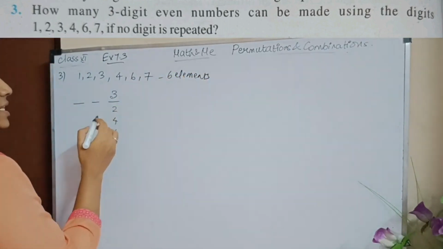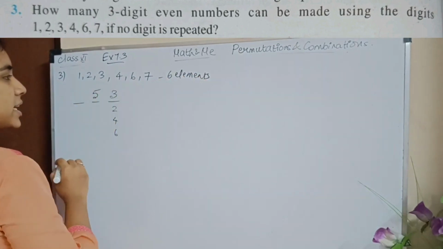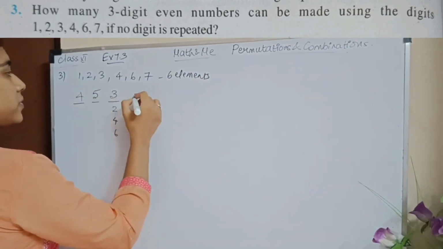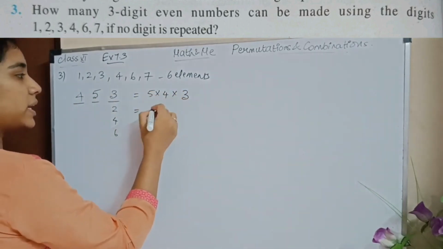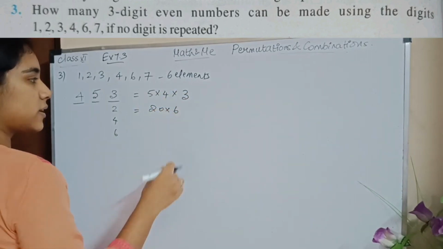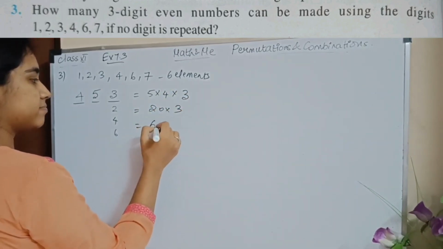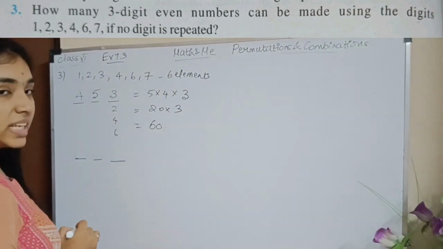For my tens place, 1 element is taken, so I have 5 more remaining. Then if 1 more element is taken, I have 4 remaining. So it will be 5 times 4 times 3. Okay, it will be 20 times 3, which is 60.